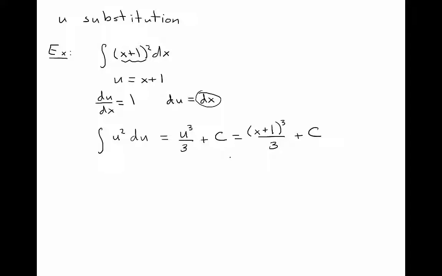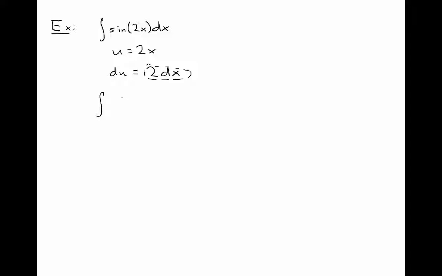Okay, let's do another example that's a little bit more complicated. So now we're going to do the integral of sine 2x dx. Now our function that's inside a function is 2x. So u equals 2x. And du, the derivative of that is 2, so that's just 2 dx. So we need to find this 2 dx inside our integral. Well, the dx is there, but the 2 isn't. You can always put constants inside of integrals. So we're going to put a 2 inside of here.